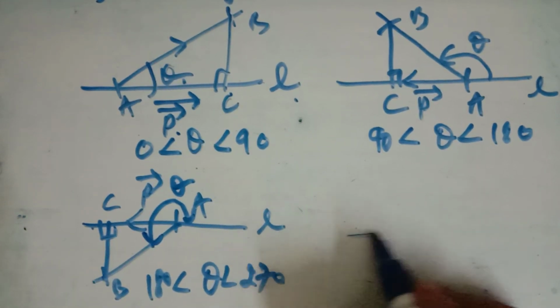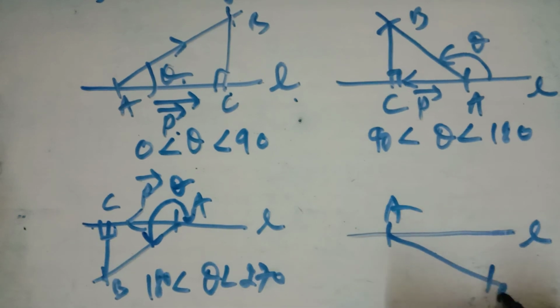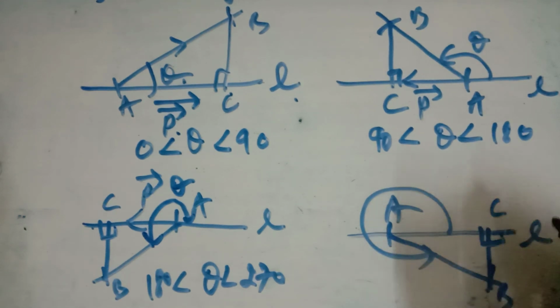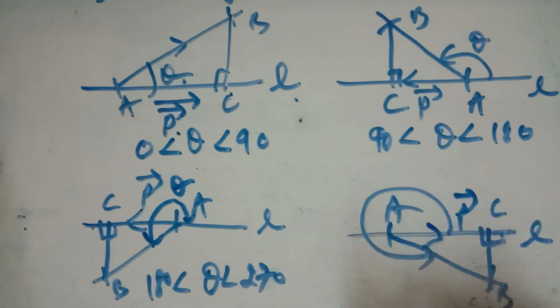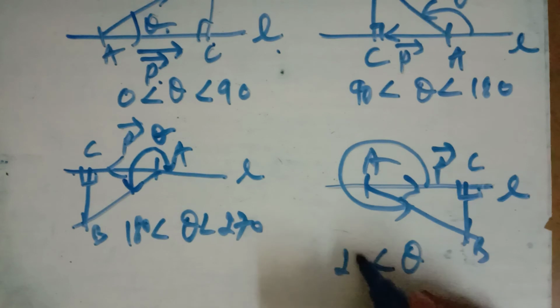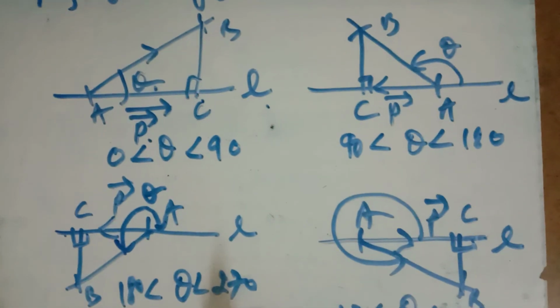Let us take another case when the line L and the vector AB are making an angle of greater than 270 and less than 360 degrees. Perpendicular will be C, and this is the direction of AC, and this is the vector P. So these are the four figures. Angle is greater than 270 and less than 360. This is the angle made by the vector AB with the line. So these are the four figures I have taken.